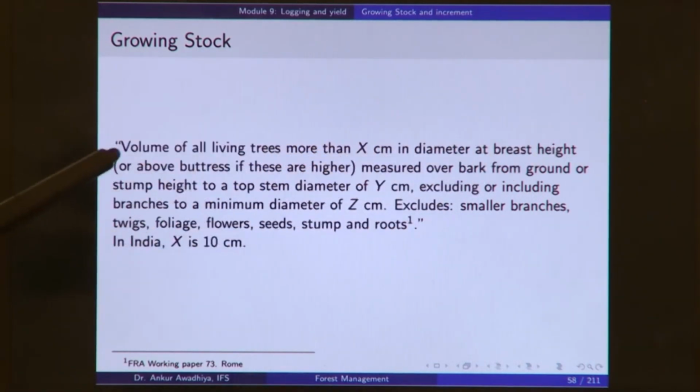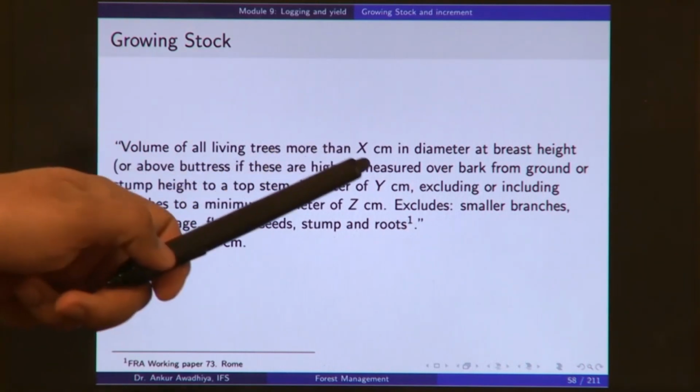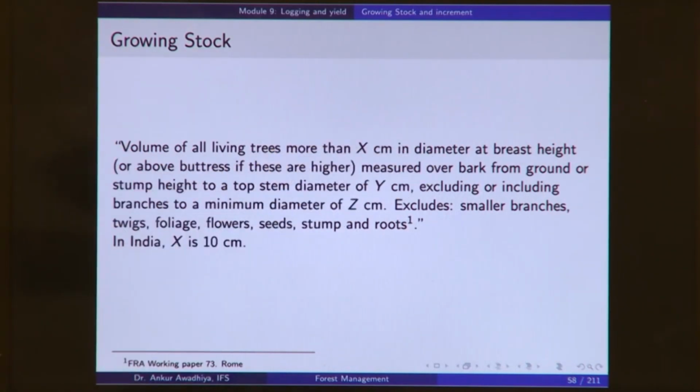So, coming back to the definition: volume of all living trees more than x centimeter in diameter at the breast height, or above buttress if these are higher, measured over bark. The measurements of the diameter are being done over bark, because just to measure the growing stock we are not going to remove the bark and do the measurements. So, the diameters are taken over the bark, from the ground or stump height. In different countries the measurements are either done from the ground or from the stump height. In this case we are measuring it from the stump height, not from the breast height.